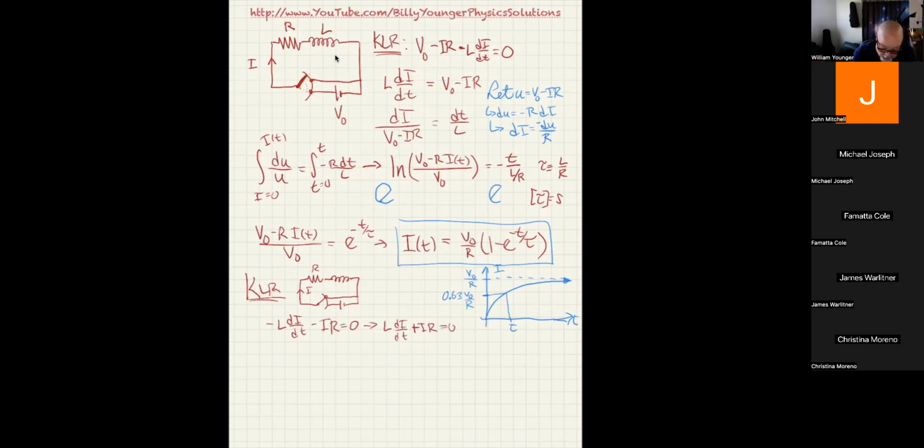That, of course, you can play with and write out as di over I is equal to negative R over L times dt. Okay. So you can see how that works. Notice this negative R over L dt is the same thing as dt over tau.